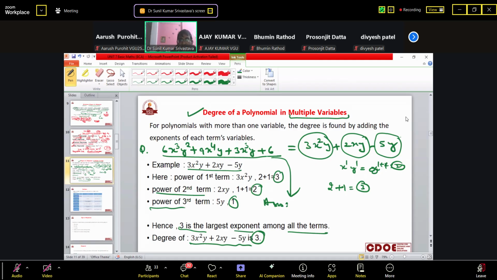So we have to just add. The last term has degree 0. The second term has x raised to power 4 and y to power 1, so 4 plus 1, that is 5. And the first term has 3 plus 2, which is also equal to 5. So the highest degree here is 5. So in this way, we conclude the answer. Most of you gave the right answer.